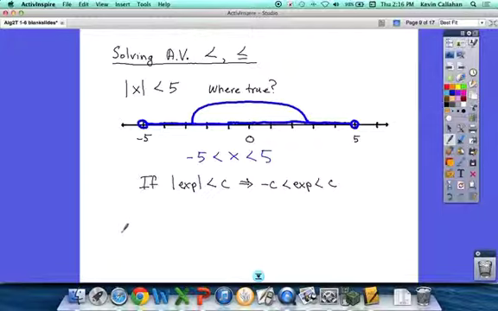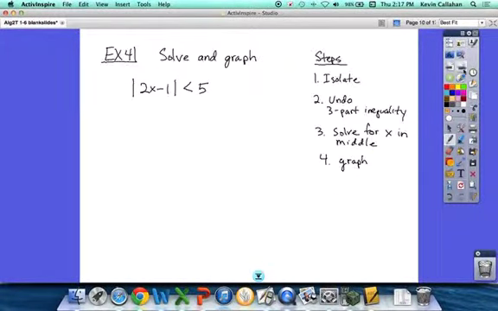basically, a three-part inequality like this one right here is a compound and. It's telling you that both x is greater than negative 5 and x is less than 5. It's an implied compound and. You don't see the word, but it's there. Okay, so we have very similar steps, just a little bit different. First, we're going to isolate. Then we're going to undo the absolute value by writing a 3-part inequality. And we'll solve it. Because our expression now is in the middle, you have to solve for x in the middle. And then we graph it.